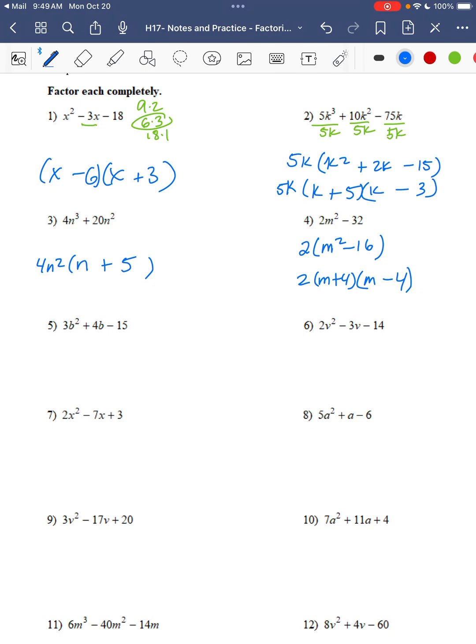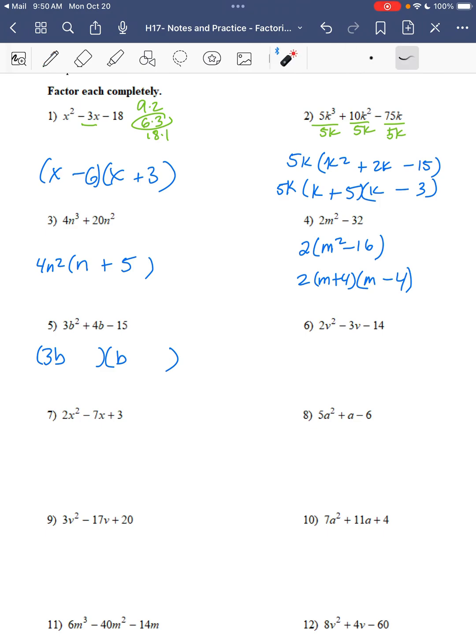So number 5, this is probably the hardest one we've done so far because none of these have anything in common. I have a 3 in front that I can't take out in any other way. So I'm stuck just putting it as 3b and b. So now look, I'm still trying to think of things that make 15, but no longer are the things that are making 15 are also going to make the 4 in the middle. So I'm just stuck kind of guessing and checking.